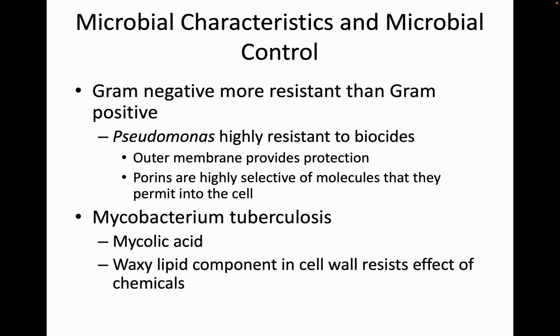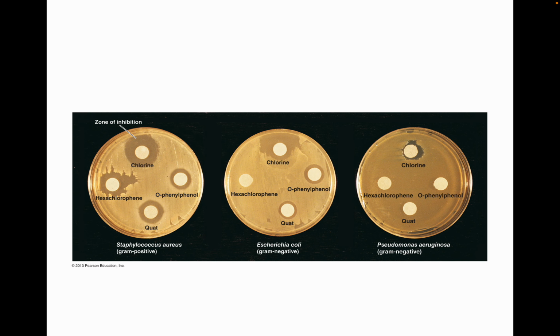Some microbial characteristics and control things to consider here are that gram-negative bacteria are more resistant. They're harder to kill than gram-positive bacteria. Pseudomonas are highly resistant to biocides. Their outer membrane provides them protection, and those porins are highly selective of which molecules they permit to even enter the cell, so they help protect those gram-negative cells. Mycobacterium tuberculosis has mycolic acid and a waxy lipid component in the cell wall that resists the effects of these chemicals. It helps block them out.